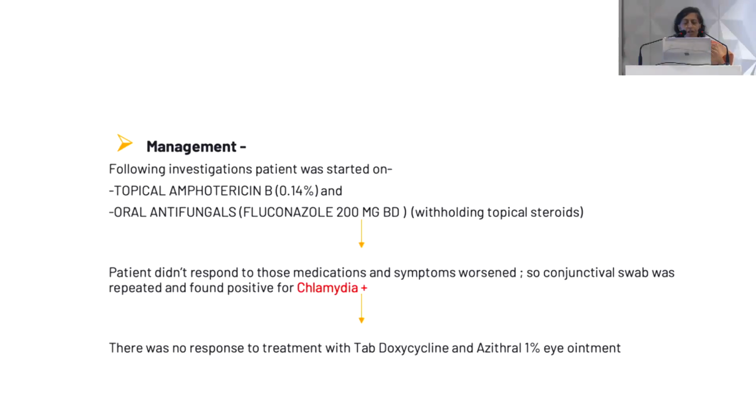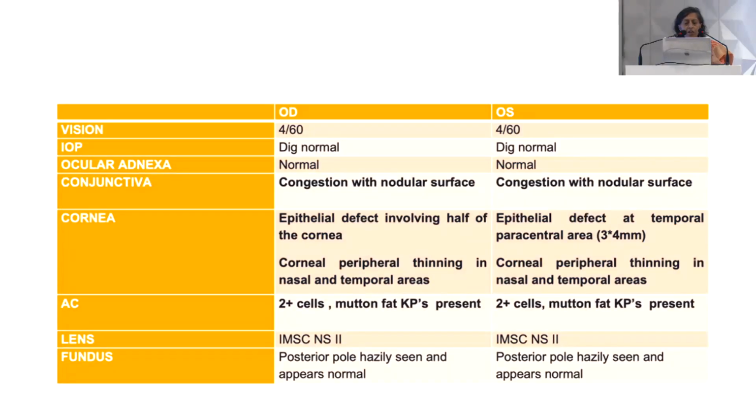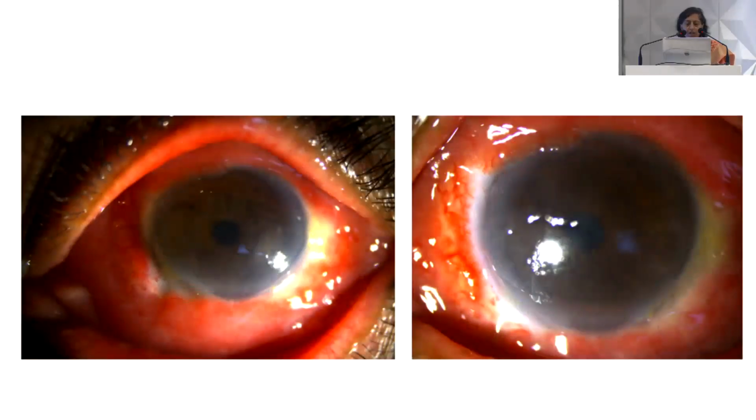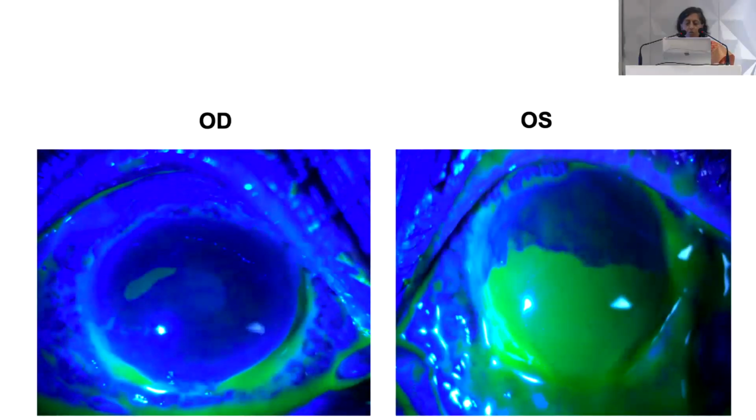Then again, we were at a loss as to what to do, so we treated her with topical amphotericin, oral antifungals, and then the next one grew chlamydia. For that, she was treated with tablet doxycycline and azithral, and then she kept going up and down with congestion, nodular surface, epithelial defect coming on and off. Then she came with this PUK. So it was again very difficult what to do. We started her on topical steroids. She would have waxing and waning, topical lubricants, and then this terrible epitheliopathy.